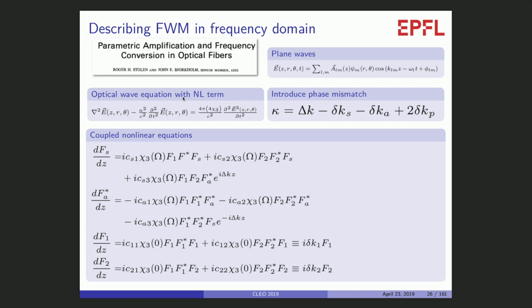And all the terms, how can you derive from first principles the equations of motion describing four-wave mixing?